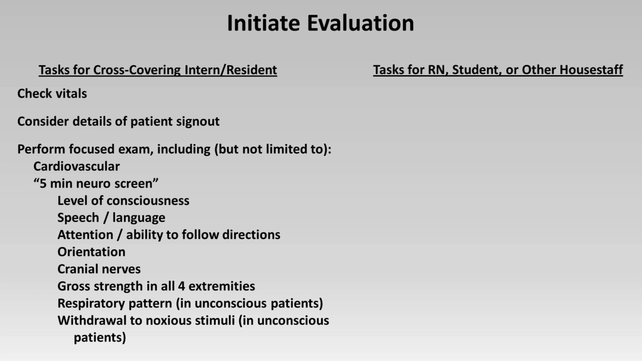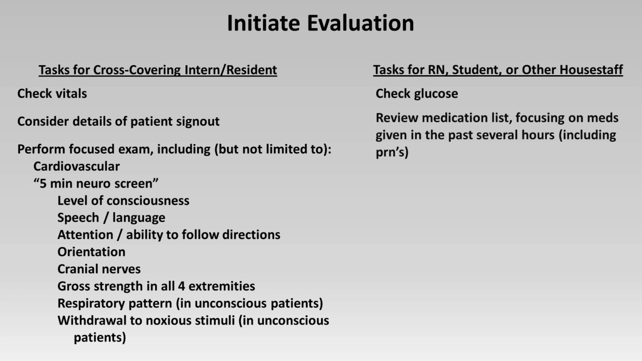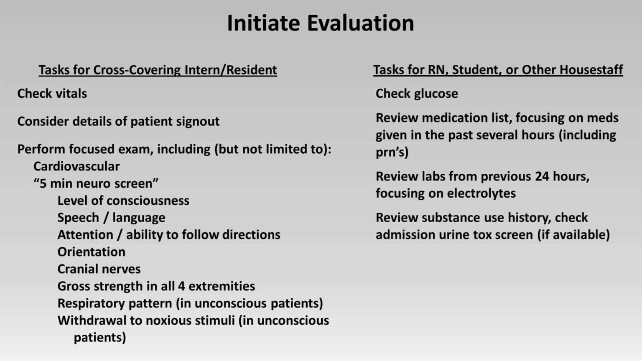Tasks for the others present in the room include checking blood glucose, which should be one of the very first things done, review the medication list, focusing on those meds given over the past several hours, including PRNs. If the altered mental status is really a mystery, consider checking the med administration record for the patient's roommate, as a medication administration error could be to blame. Review labs from the previous 24 hours, particularly electrolytes. Review substance abuse history and check admission urine tox screen, if one was done.